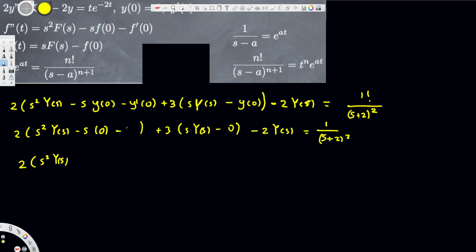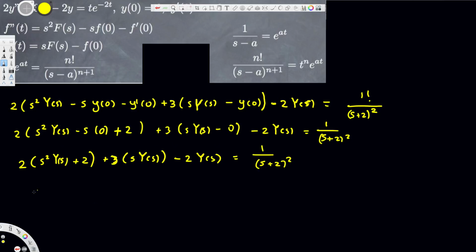This one is negative 2, so negative 2, right? So positive 2, negative 2, positive 2, then plus 3 s Y of s. Let's write this one here, plus 2, then plus 3 s times Y of s, that's going to be just 3s Y of s, but let's keep it in the bracket for now, s Y of s. And then after that here we have 2 Y of s, that's equivalent to 1 over (s plus 2) square.